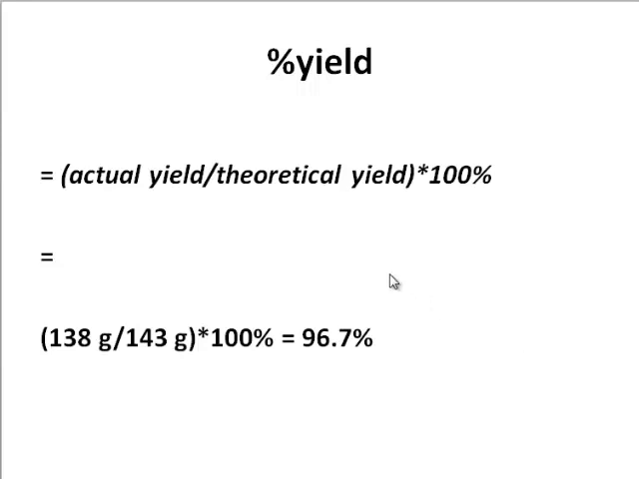Percent yield is the actual yield over the theoretical yield times 100%. And again, in this classroom exercise, you are given the actual yield. Note that actual over theoretical, grams cancel. Make sure that the mass units are the same. Multiplied by 100%, the solution is 96.7%. All right, that concludes Lecture 4 for Unit 3.